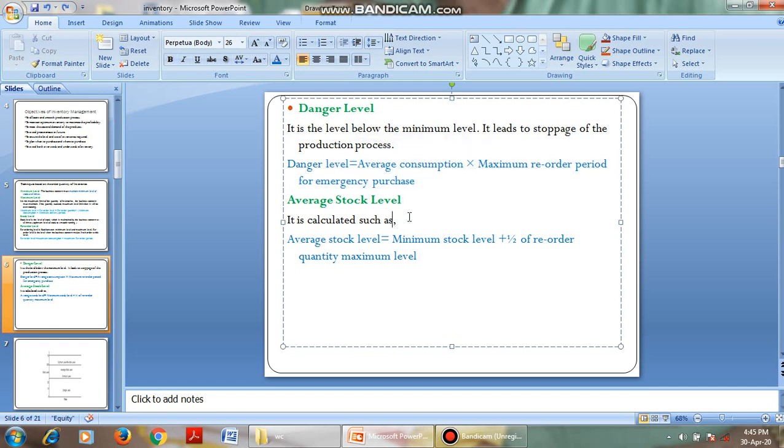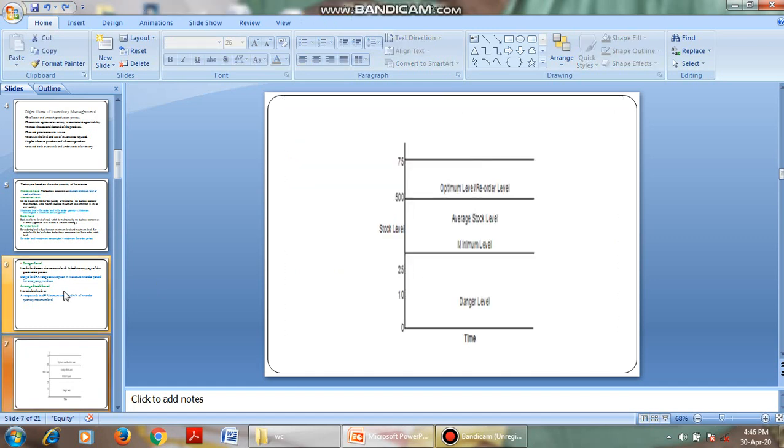Next, average stock. Average stock level is nothing but minimum order plus half of reorder quantity maximum level. Half of reorder quantity maximum level we call average stock. Okay, let us see the next.